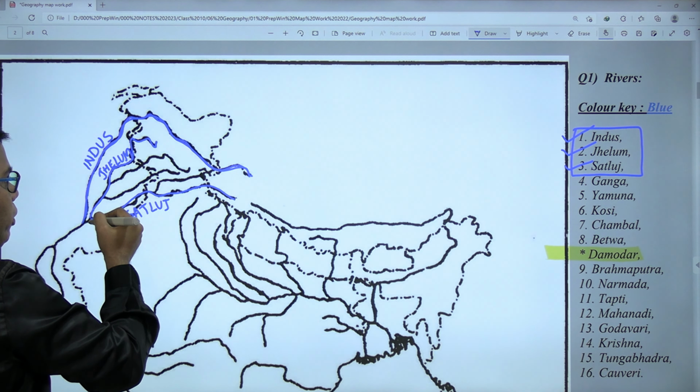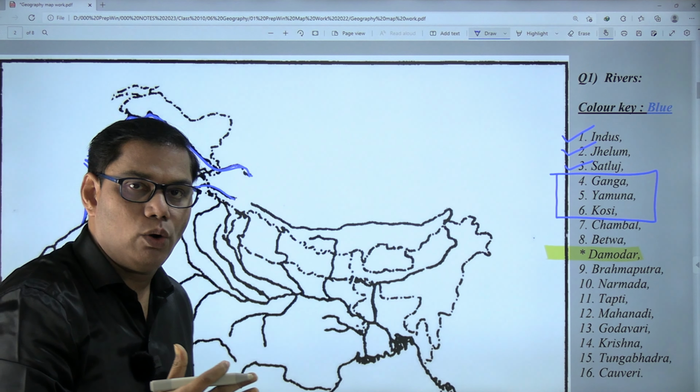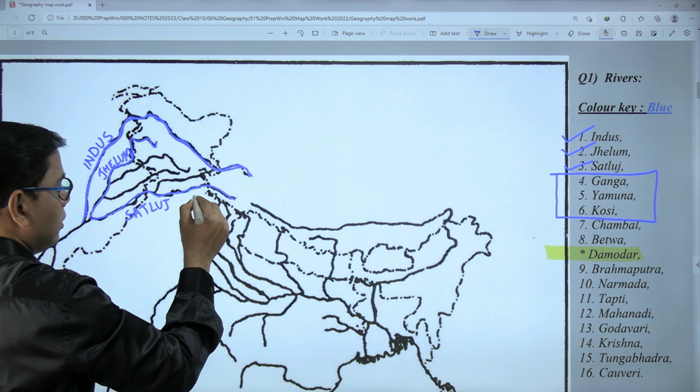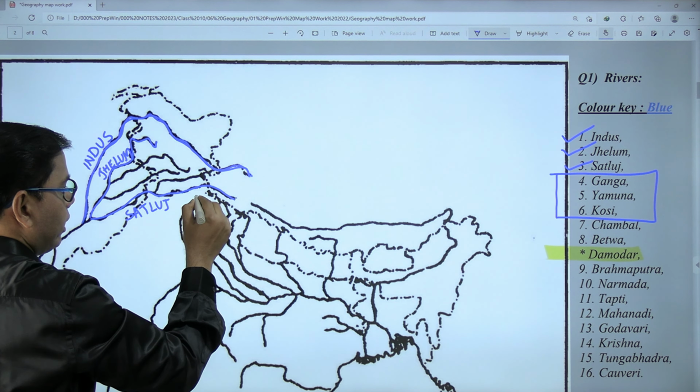Next, we are going to concentrate on these three rivers: Ganga, Yamuna and Koshi. Let us start first with the Yamuna River. This river which starts from the north of India and which goes here, this river till this point is the Yamuna River. And Yamuna is the tributary of Ganga. Ganga River, the longest river of India. This second river is the Ganga River.